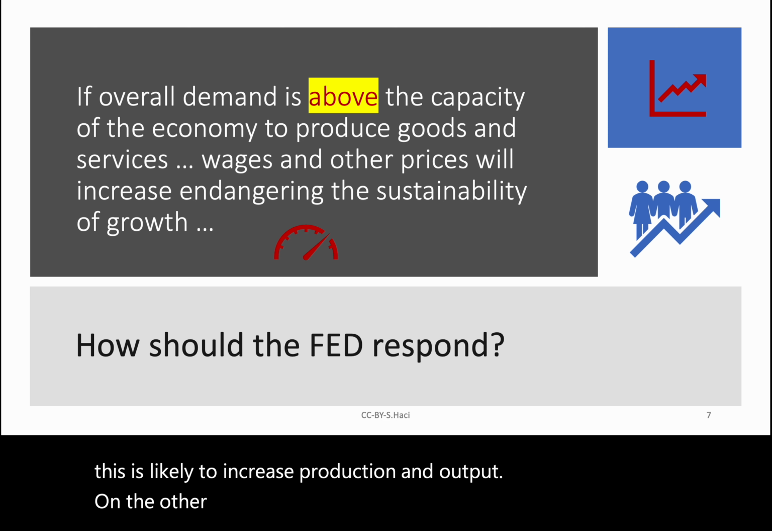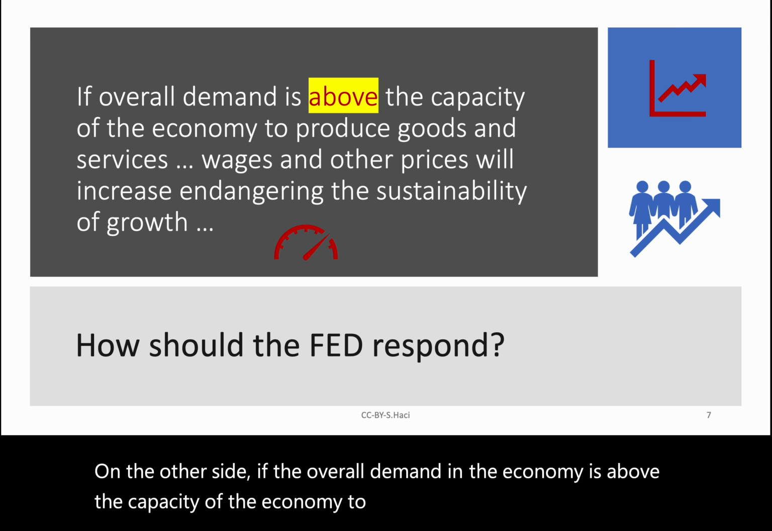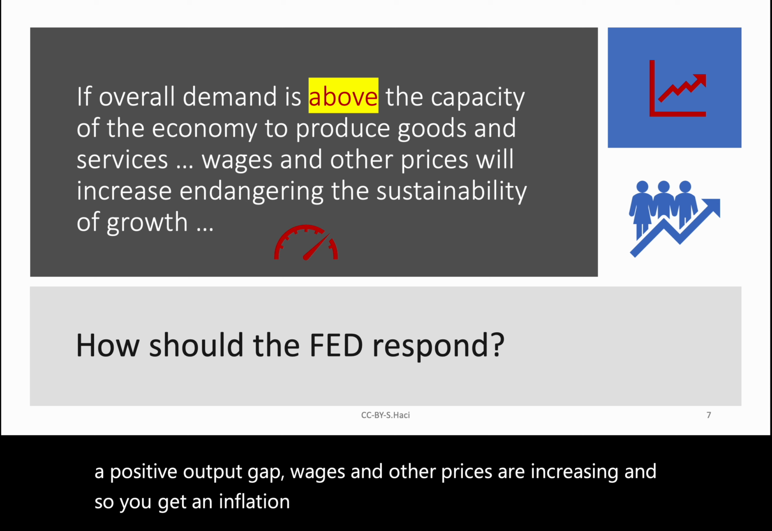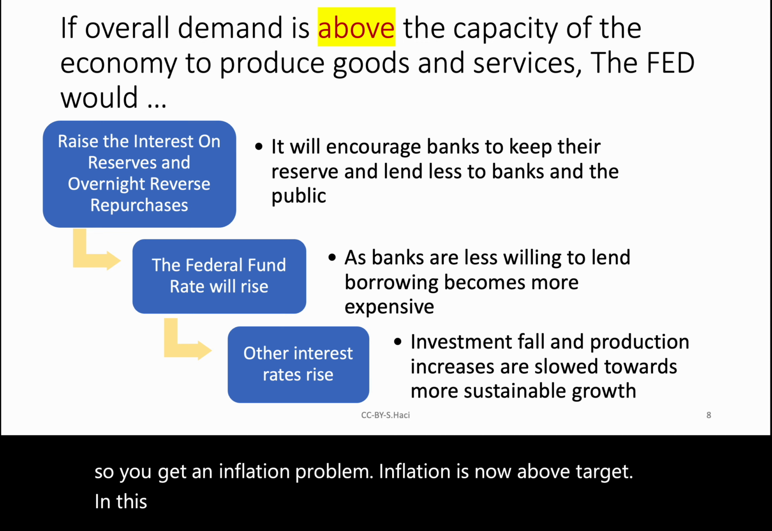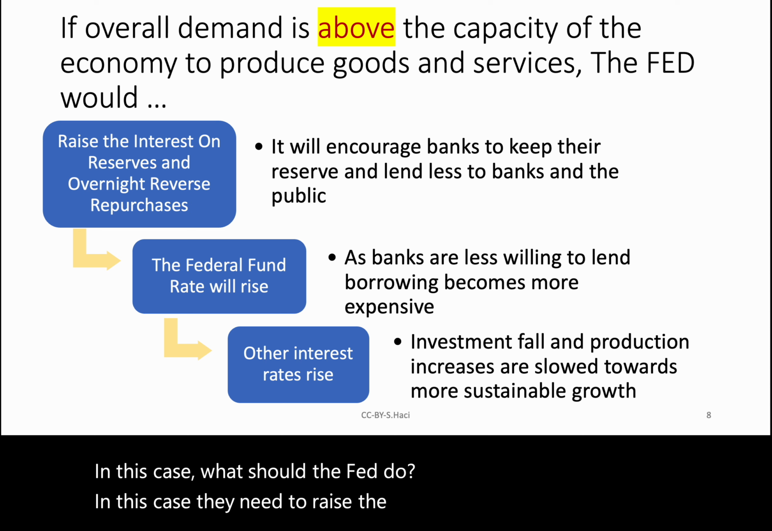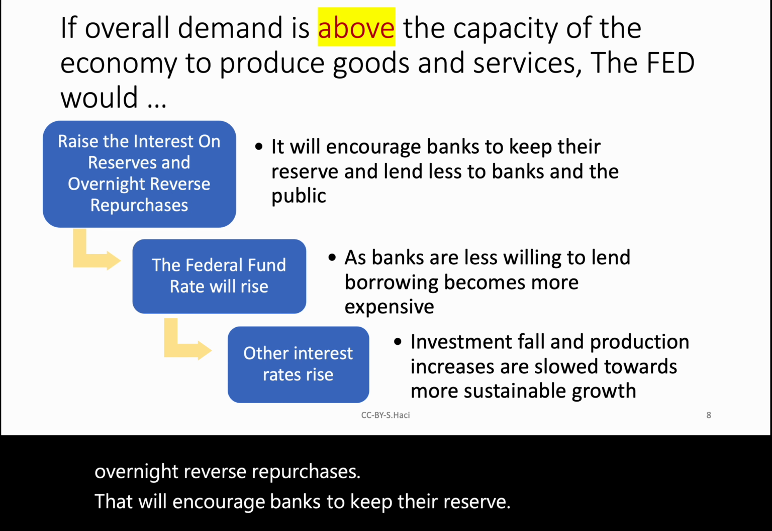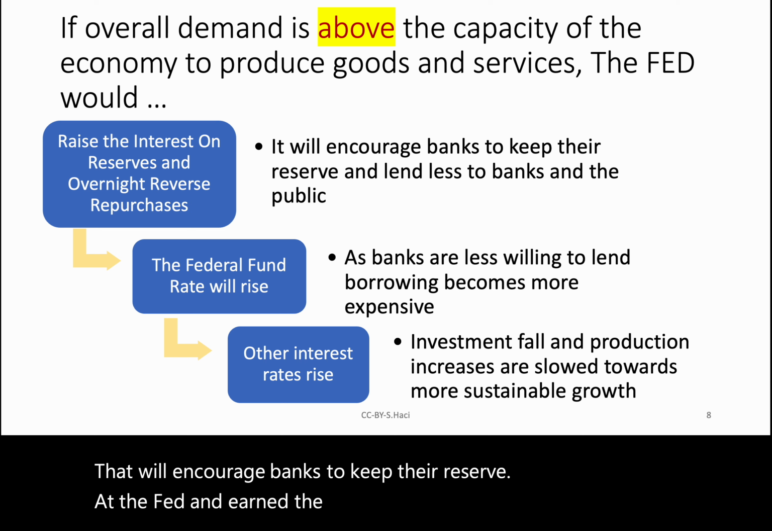On the other side, if the overall demand in the economy is above the capacity of the economy to produce, meaning we would have a positive output gap, wages and other prices are increasing, and so you get an inflation problem. Inflation is now above target. In this case, what should the Fed do? Well, they need to raise the interest on reserves and overnight reverse repurchases. That will encourage banks to keep their reserves at the Fed and earn the interest and do less lending to other banks and the public.